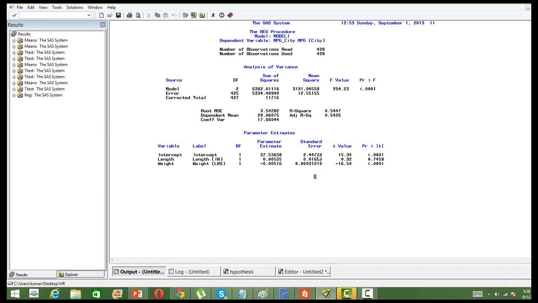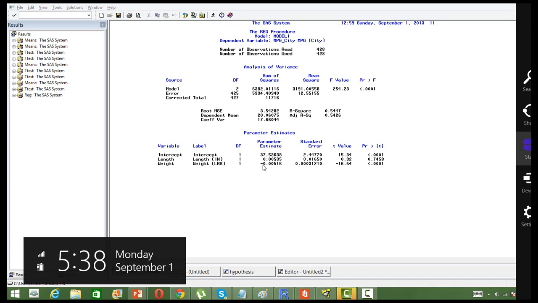Here one thing: whichever sign comes, we need to ignore it, right? Here it is minus 16, so we just assume 16. But here the sign is important. For example, here it's negative. So if somebody asks you, if you increase the weight of the car, will the mileage go up or go down?